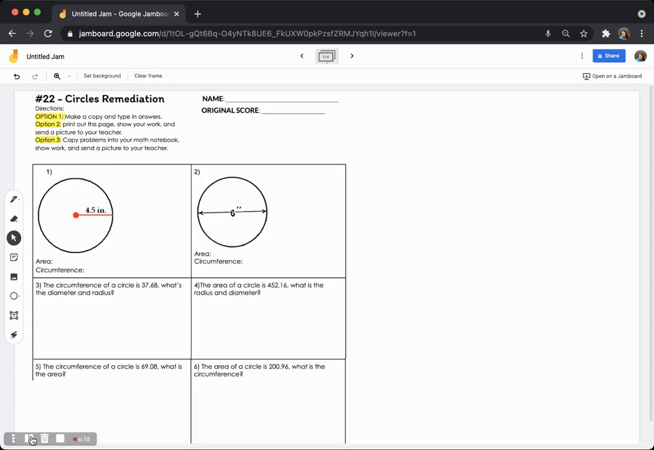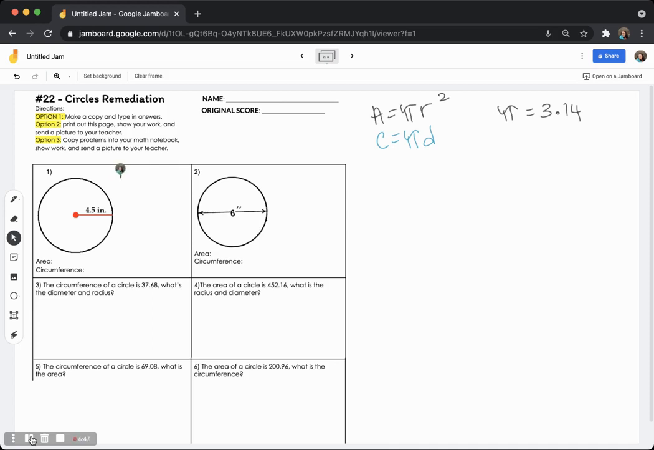All right, for circles, you need to know two formulas. Area of a circle is pi times radius squared. Circumference of a circle is pi times diameter. And you need to know that pi is equal to 3.14.